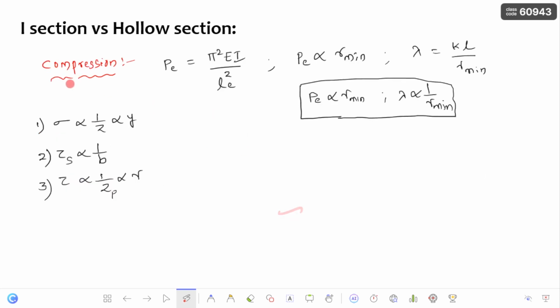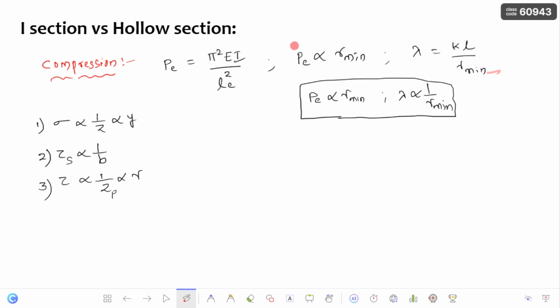Coming to compression, the Euler's buckling load is pi square EI by LE square, where E is the Young's modulus, I is the moment of inertia and LE is the effective length of the structural member. This Euler's buckling load is directly proportional to the minimum radius of gyration. The slenderness ratio is equal to KL by R minimum, where K is the effective length factor, which depends on the boundary conditions of the compression member. L is the length and R minimum, as already discussed, is the minimum radius of gyration.